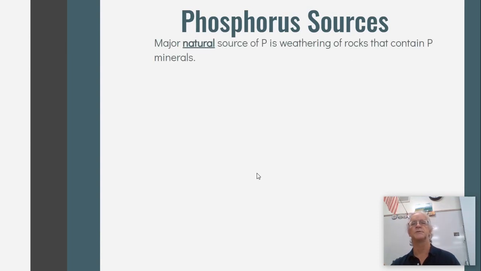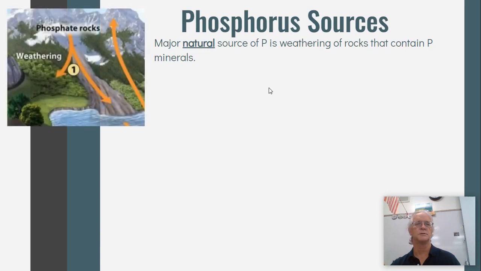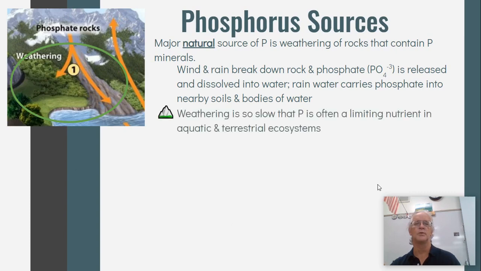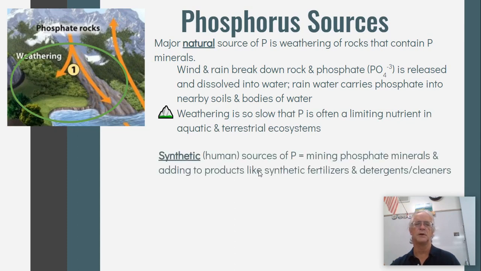Sources of phosphorus. A major source of phosphorus is weathering rocks that contain phosphorus minerals. Wind and rain break down rock and phosphate is released and dissolved in water. Rainwater carries phosphate into nearby soils and bodies of water. Weathering is so slow that phosphate is often a limiting factor in aquatic and terrestrial ecosystems.